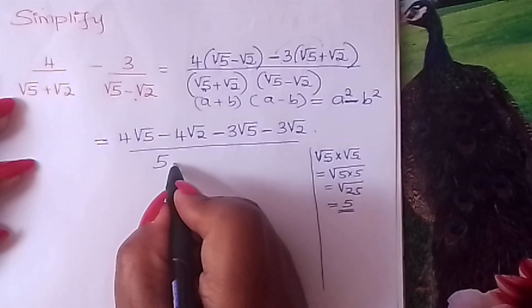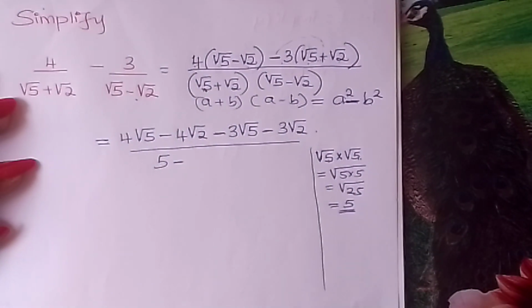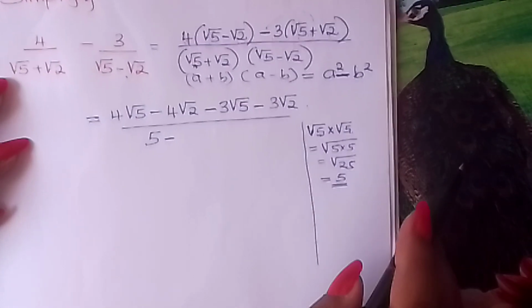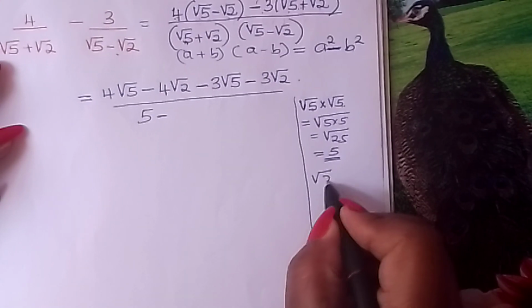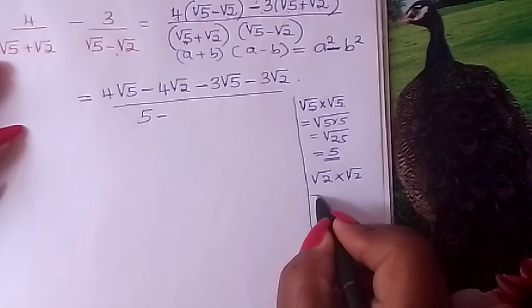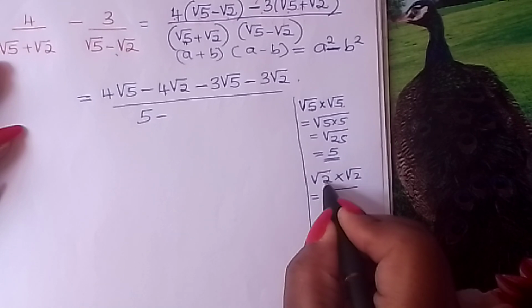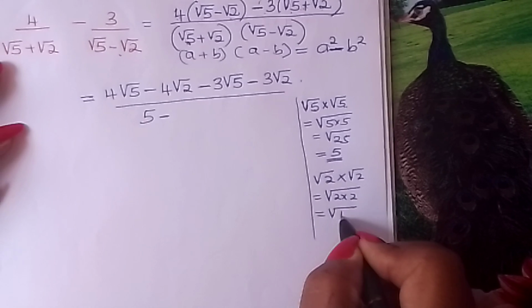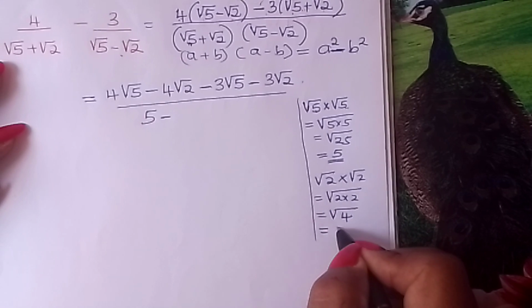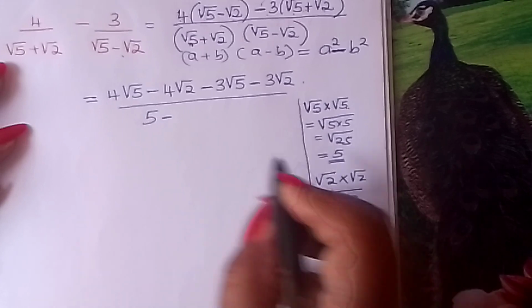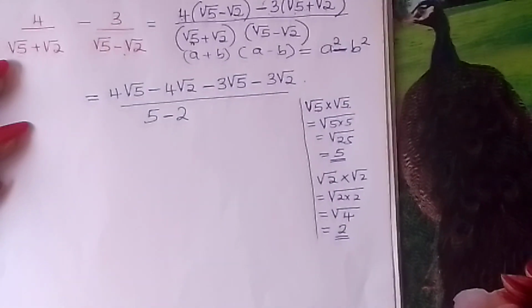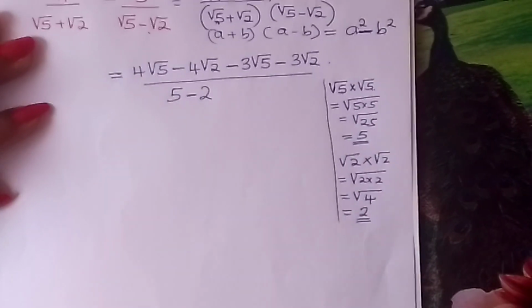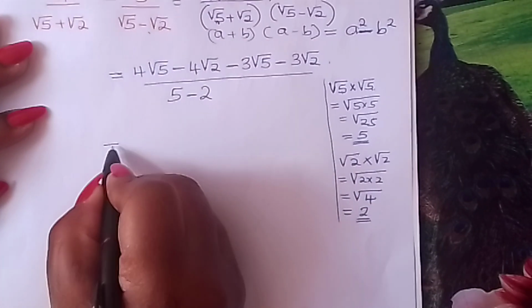Then we say minus. Look at that. Root 2 times root 2. Similar thing. Root 2 times root 2 is the same as 1 root, then 2 times 2, gives us square root of 4. Square root of 4, learner, is 2. Come and fix it there. And that is our denominator. From there, we move on.